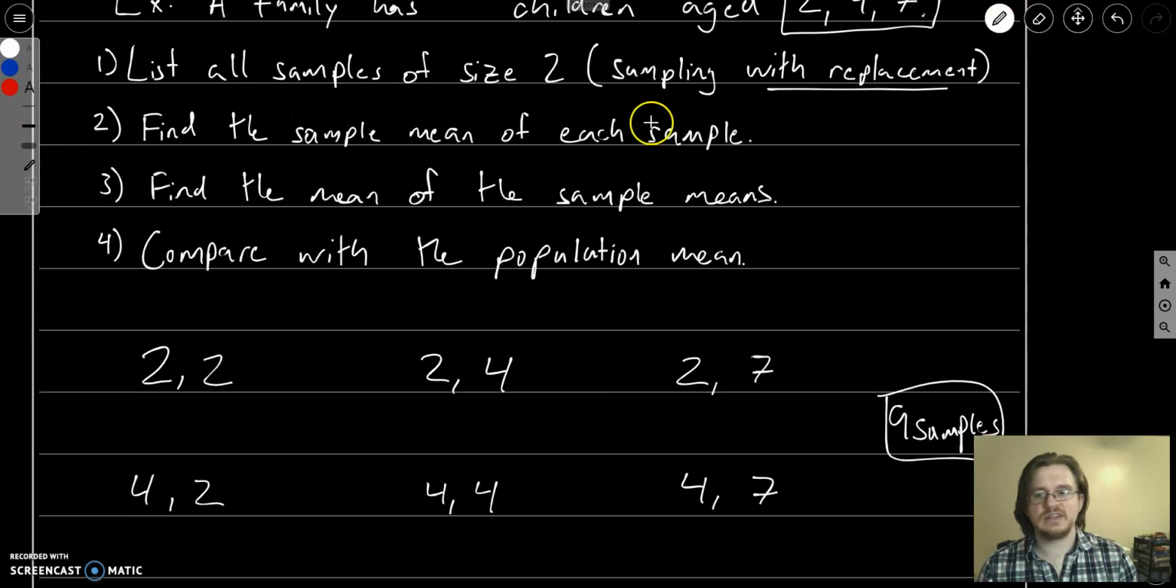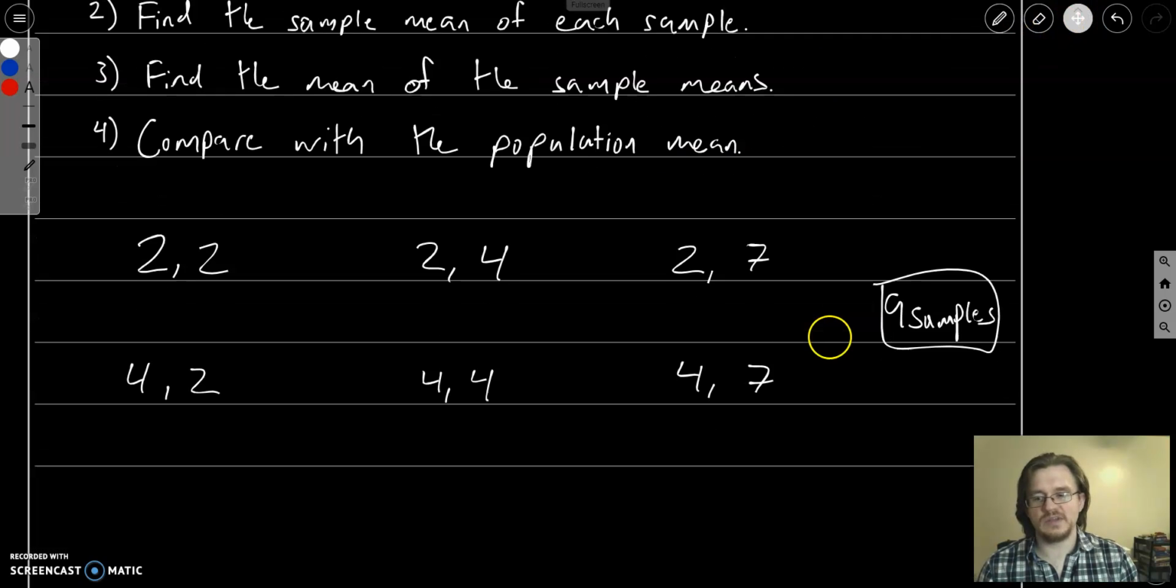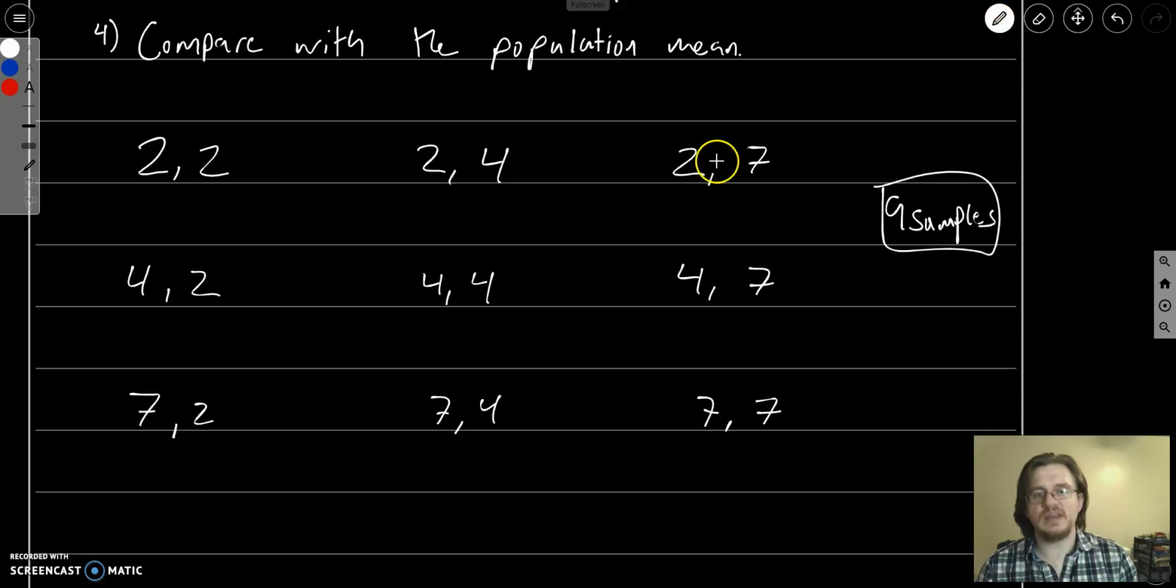The next order of business is to calculate the sample mean of every sample. Okay? And again, with only 2 numbers, it's pretty easy to come up with the mean. So the mean of 2 and 2 is going to be 2. The mean of 2 and 4 is going to be 3. The mean of 2 and 7, so 2 plus 7 is 9, divided by 2 is 4.5. So here's the mean for each sample.